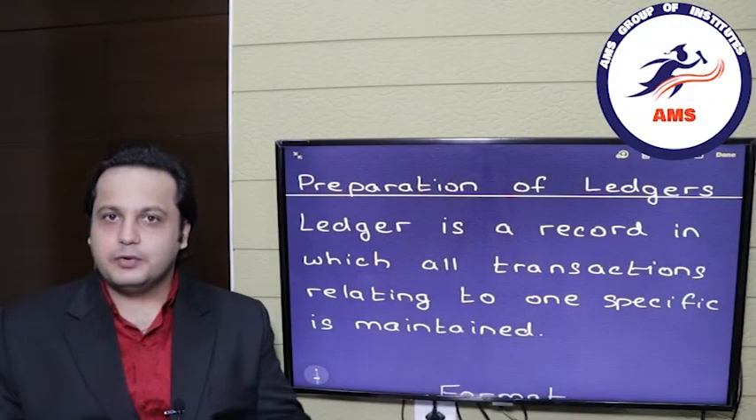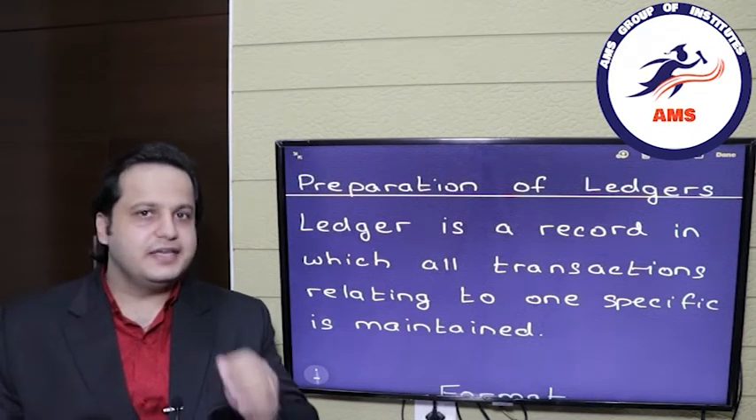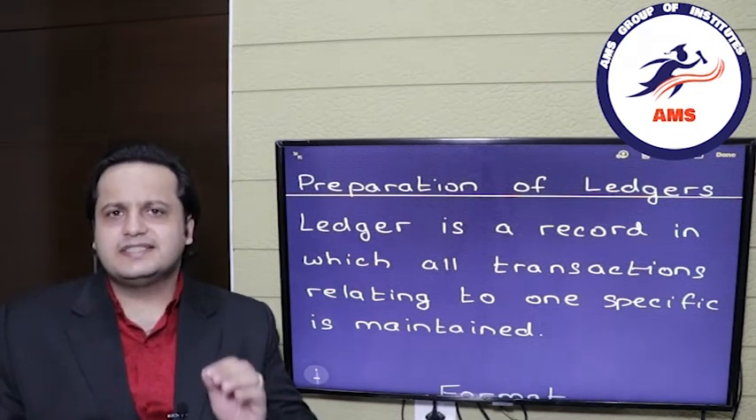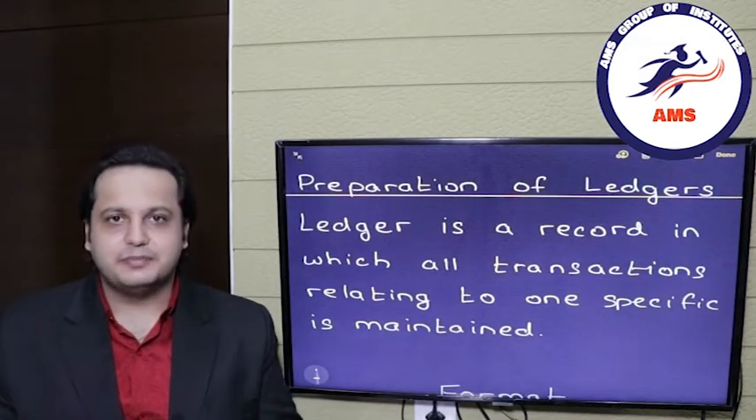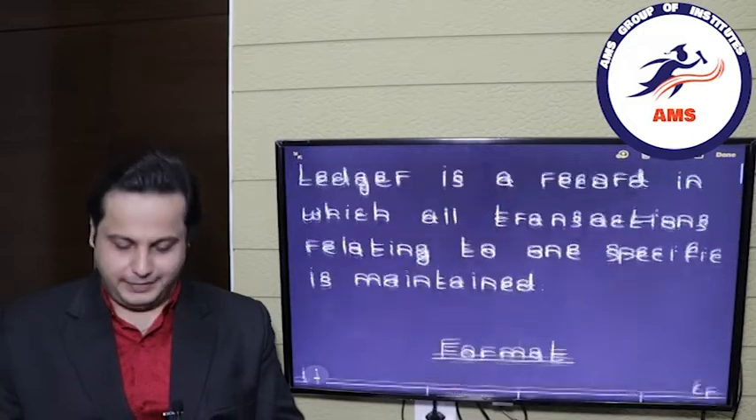Before we move forward with the accounting, first let's see what is a ledger. Ledger is simply a record in which all the transactions relating to one particular account is maintained. So let's go forward with the format.